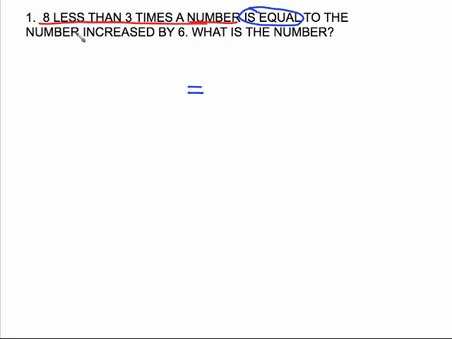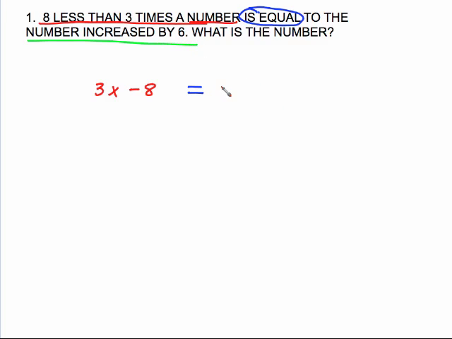You've got to remember that less than translates backwards. Usually we translate in order from left to right, but this less than is this phrase that tells us to work backwards. So I put my 8 down, but as soon as I see the phrase less than, instead of working this way, I'm putting the minus in front. And what is it 8 less than? It's less than 3 times the number. So 3x minus 8.